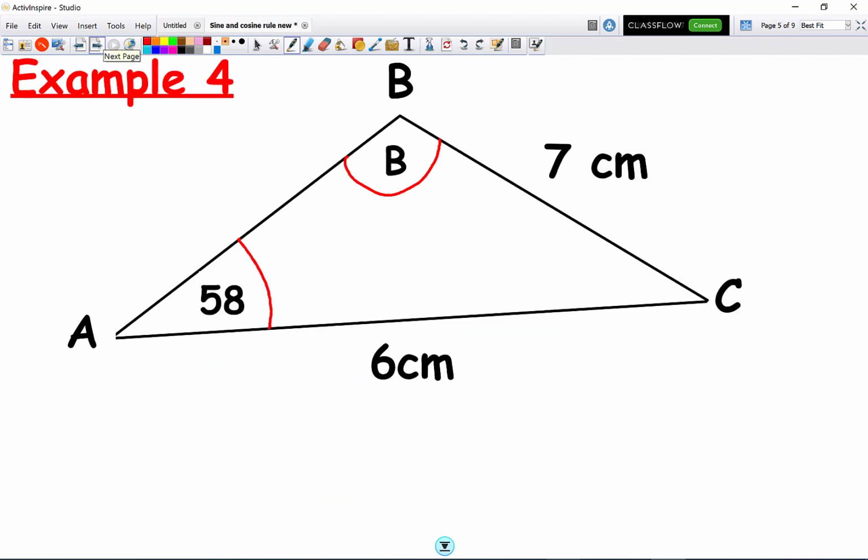Here's a question for you to try. Pause the video, and when you're done, I'll go through my worked solution.